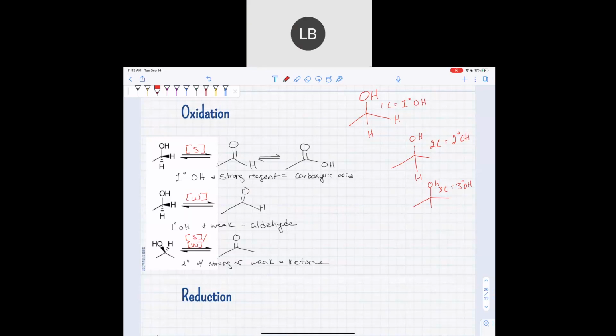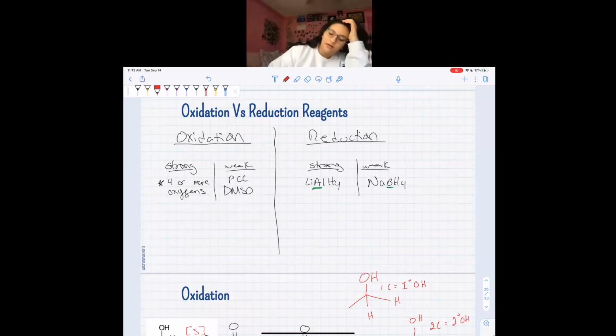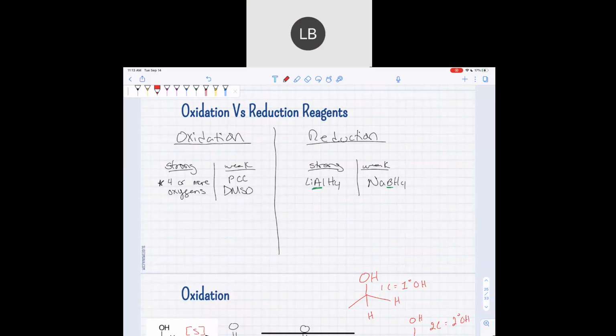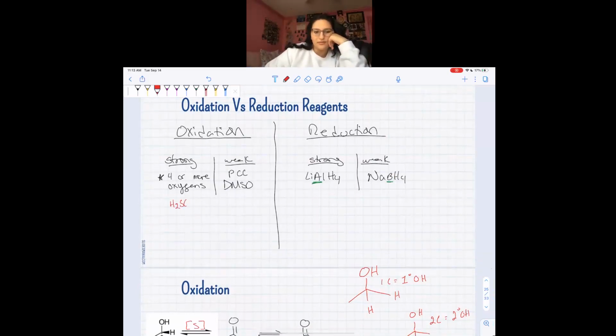And I'm going off the question that's in the chat because I just want to review this for myself. The difference between a weak and a strong oxidizing agent is, like you said, if you see O4 or something higher, it's strong, and if you see less than that, it's weak. Exactly. I didn't write down all the strong reagents because those are in the handout. But if you see H2SO4, with 4 or more oxygens present, that's going to be strong. PCC and DMSO are your weak reagents. So that's how you differentiate strong and weak.